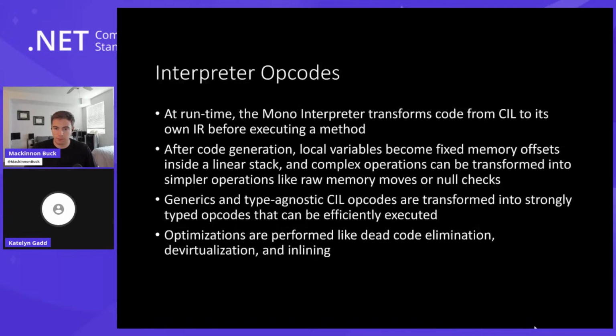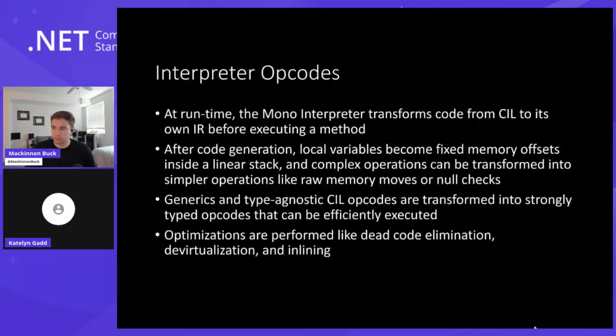And more importantly, things like generics disappear. If you're performing a generic operation in your CIL inside that DLL file, were you to decompile it, you'd see generics. At the point where the interpreter is done generating code, that's all gone. It's operating on ints or floats directly, which improves the performance a lot and furthermore allows optimizations that the interpreter performs, like eliminating dead code, devirtualization, and inlining to get you the best possible performance considering that we're using an interpreter.